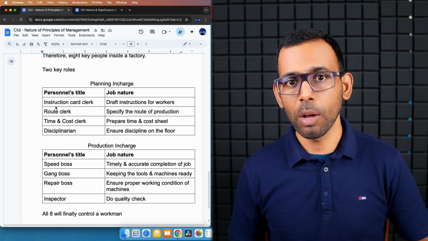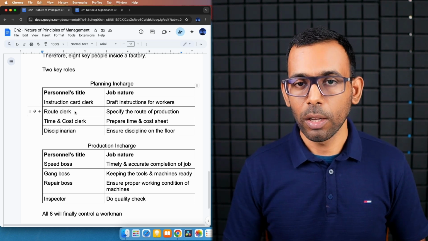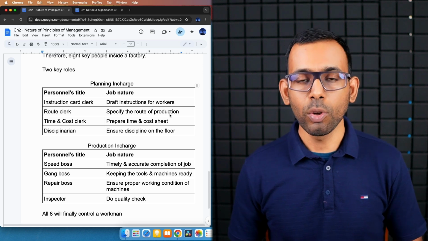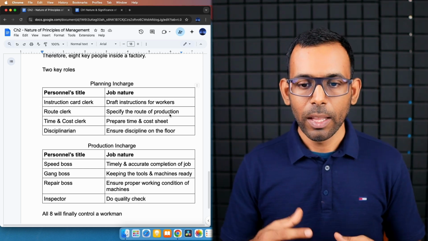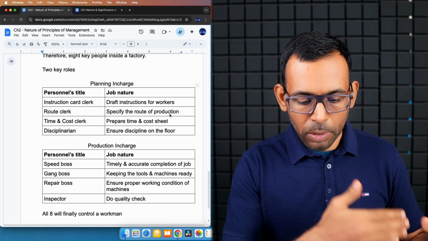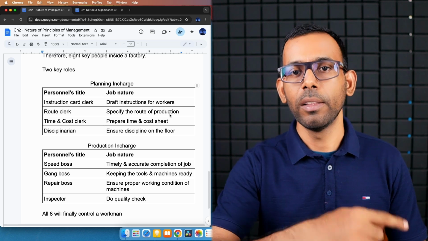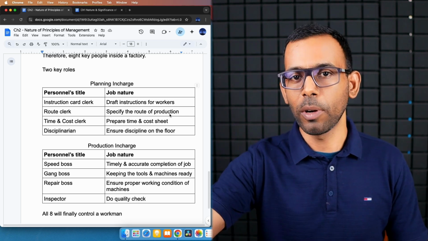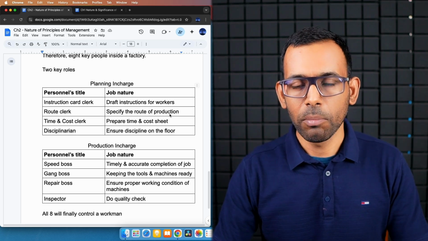So that's the job of the instruction card clerk. The second person is route clerk. He specifies the route of production. Here the concept of route is where should the raw material go first, what process should be done first, then what should happen, and finally where it should end. Okay, let's say you are making milkshakes.